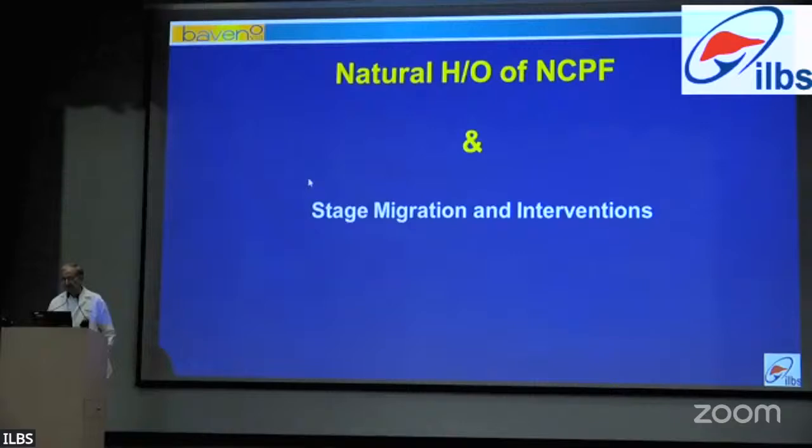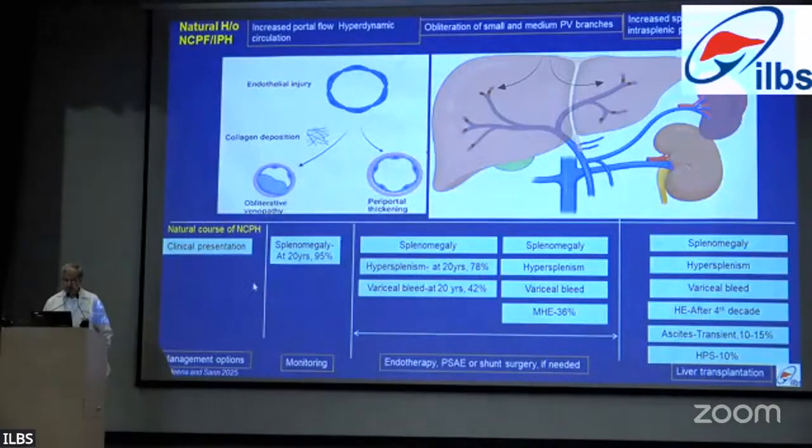Now, the natural history of NCPF and stage migration. These are new areas. So this diagram was created by Dr. Babulal beautifully for one of our review articles. So first is increase portal flow, hyperdynamic circulation. I showed you previously endothelial injury into the portal venules occurs. There is an obliterative portovenopathy. The volume is decreased, collagen is deposited, and there is periportal thickening.